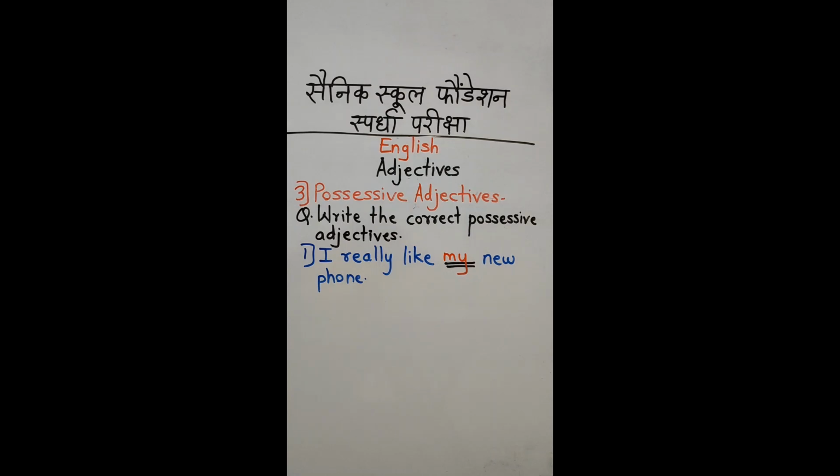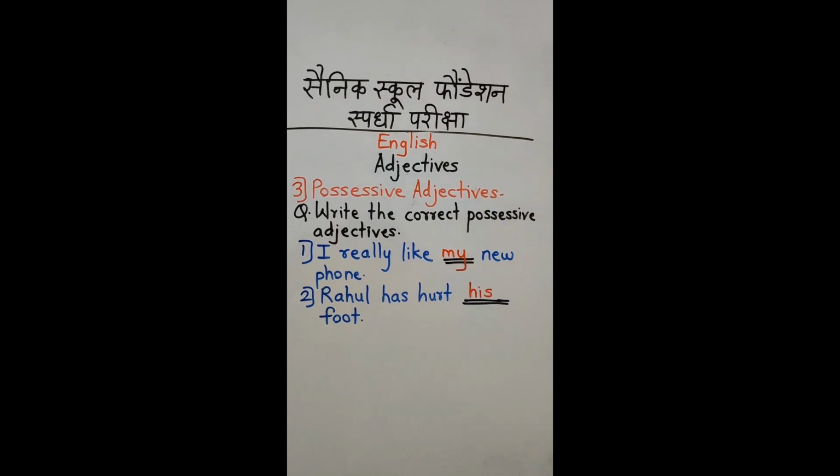Now the second example is given, Rahul has hurt dash foot. In this sentence we are given the noun Rahul, that is the name of a boy. So here we should use the possessive adjective his. So now the sentence will become, Rahul has hurt his foot.